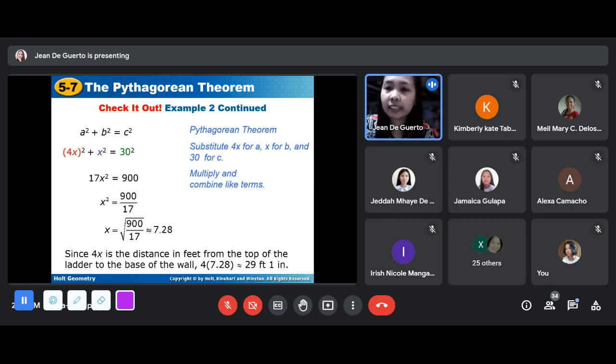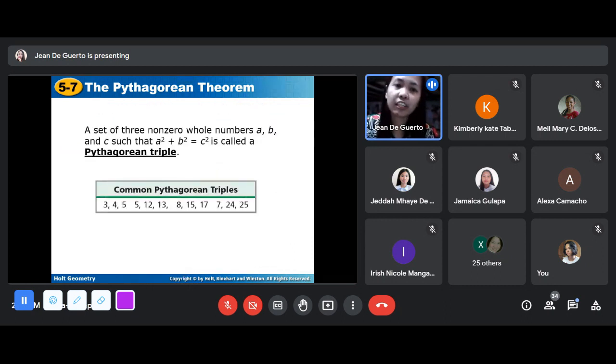Okay, so let us have the next one, the Pythagorean triple. Okay, so when we say Pythagorean triple, this is a set of 3 non-zero whole numbers. Take note, 3 non-zero whole numbers, A, B, and C, that will satisfy the Pythagorean theorem. Okay, so a set of 3 non-zero whole numbers A, B, and C such that A square plus B square is equal to C square is called the Pythagorean triple.